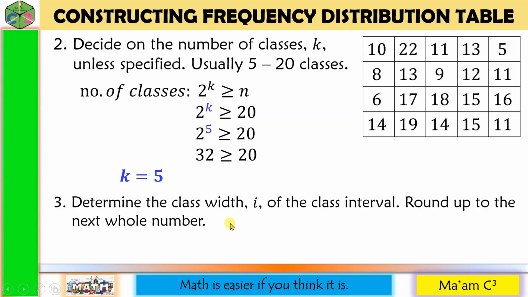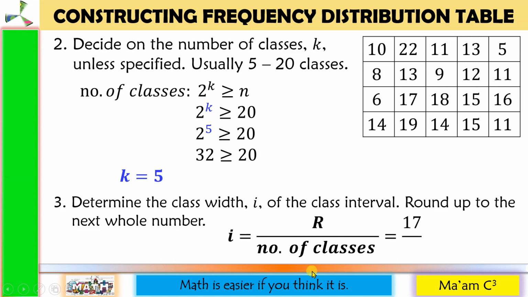Next step, determine the class width, letter i, of the class interval. Here is the formula: range, our answer in number 1, which is 17, and number of classes, our answer in number 2, which is 5. 17 divided by 5 is 3.4. It says here, round up to the next whole number. So the next whole number is 4.